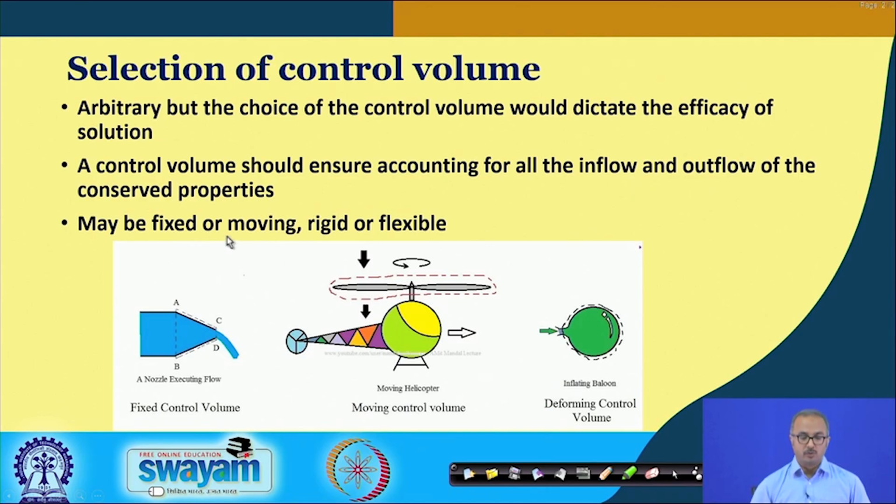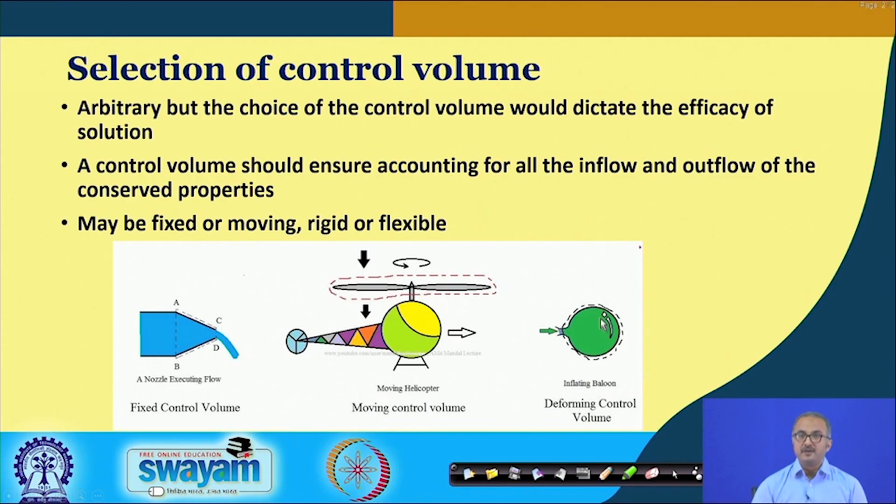May be fixed or moving, may be rigid or flexible, and here in this particular figure I have shown you the meaning of this. Now, you see from the nozzle some fluid is coming out and this nozzle is not moving. So, we call it a fixed control volume. Similarly, here we have a helicopter. Now, when this helicopter fan is moving, we find that the air is also getting rotated, and because of this propulsion, this helicopter is moving forward. Okay? So, if we take this as the control volume, the helicopter is moving, so we call it a moving control volume.